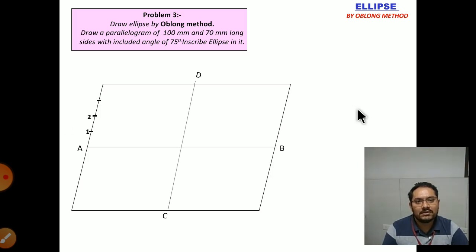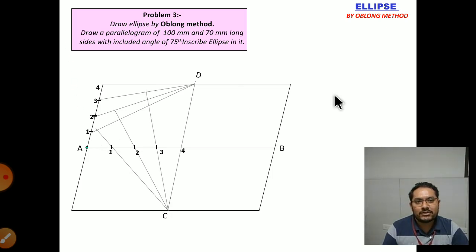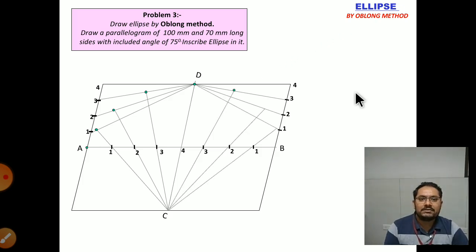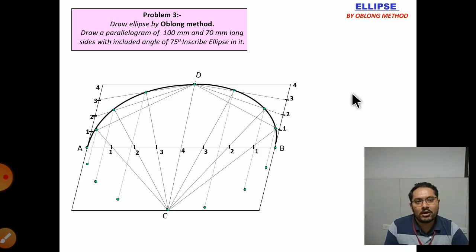Just divide the half of the minor axis into 4 equal parts, and likewise divide the half of the major axis into 4 equal parts. Then construct 1D, 2D, 3D and 4D, and from the opposite side, from point C passing through point 1, intersect at the 1D line. So we'll get intersecting points, and by joining those intersecting points we have the quarter part of the ellipse. Okay, and the same process we can repeat on the right side. So we have the remaining quarter part of the ellipse, and by joining that we can have the ellipse. So this is the ellipse by the oblong method.